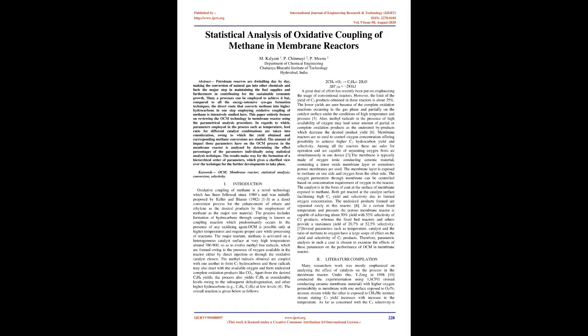In regard to this, parameters employed in the process, such as temperature and feed ratio for different catalyst combinations, are taken into consideration, and the yield obtained and corresponding methane conversions are studied. The impact these parameters have on the OCM process in the membrane reactor is analyzed by determining the effect percentages of the parameters individually using a statistical analysis technique.